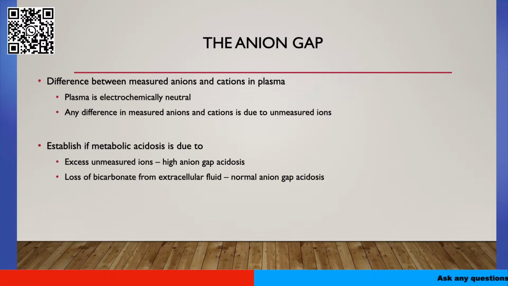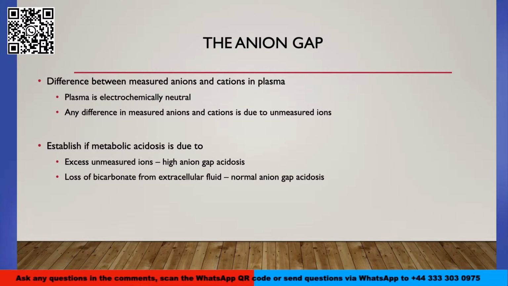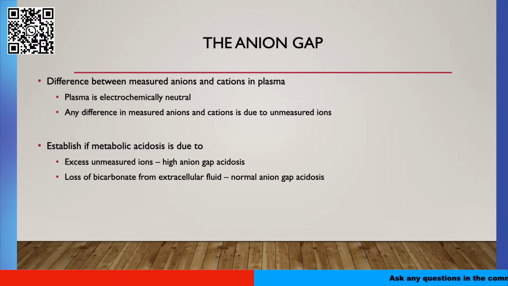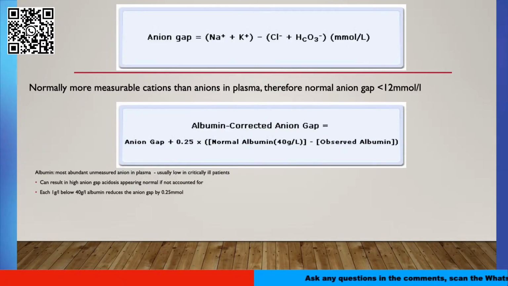So moving on to talk briefly about the anion gap. This is the difference between measured anions and cations in plasma. Plasma is electrochemically neutral, so any difference in measured anions and cations is due to unmeasured ions. So this can be helpful to establish if you have a metabolic acidosis due to either an excess of unmeasured ions, which is a high anion gap acidosis, or whether it's due to a loss of bicarbonate from the extracellular fluid, which would give you a normal anion gap acidosis.